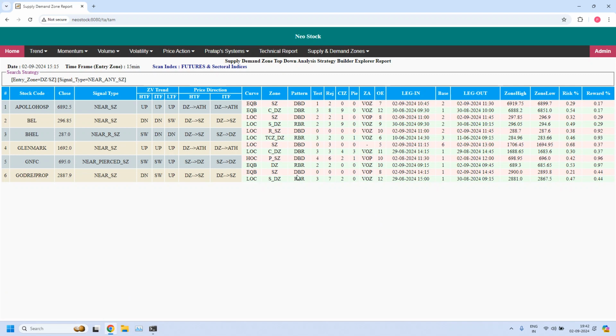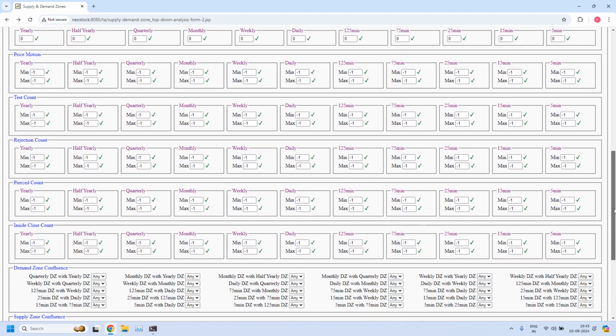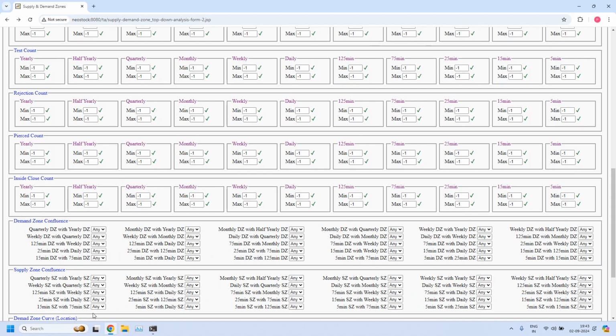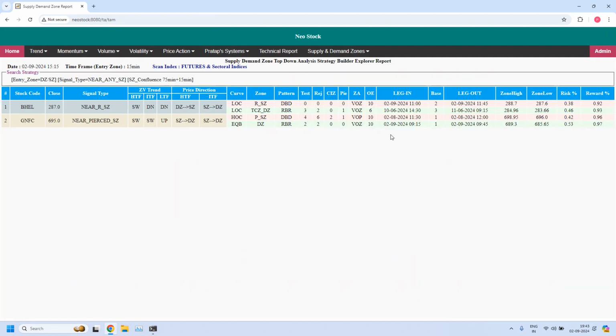Out of these 6, GNFC is pierced, you can ignore it. Now let's verify how many of these stocks' supply zones are having confluence with the 75 minute supply zone. So 15 minutes and 75 minute supply zone confluence. This is LTF and ITF confluence. 2 stocks are filtered. In that again GNFC is already pierced, you can ignore. Only BHEL is valid. It is a high liquidity supply zone.